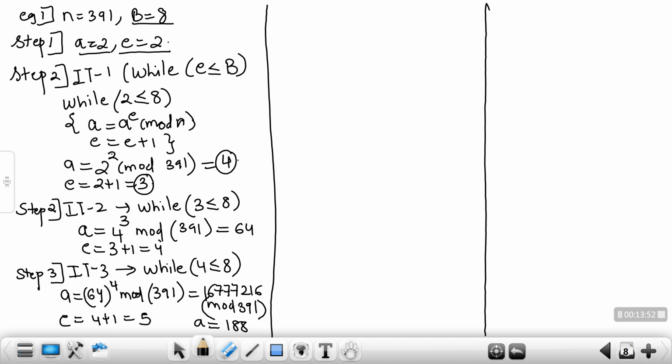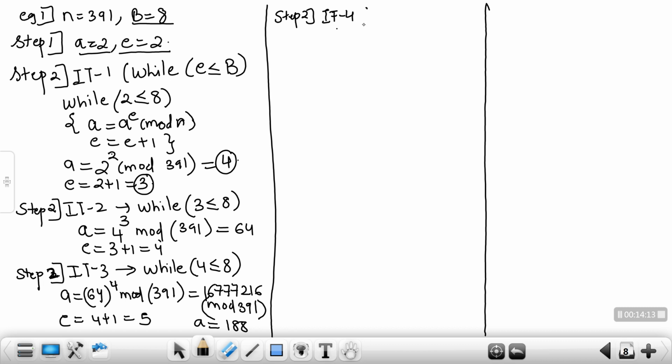Okay, so now again my while loop is not finished. I go to step number 4. This is not step number 3, this is step number 2 only, because my iteration is not finished. So again step number 2, iteration number 4.